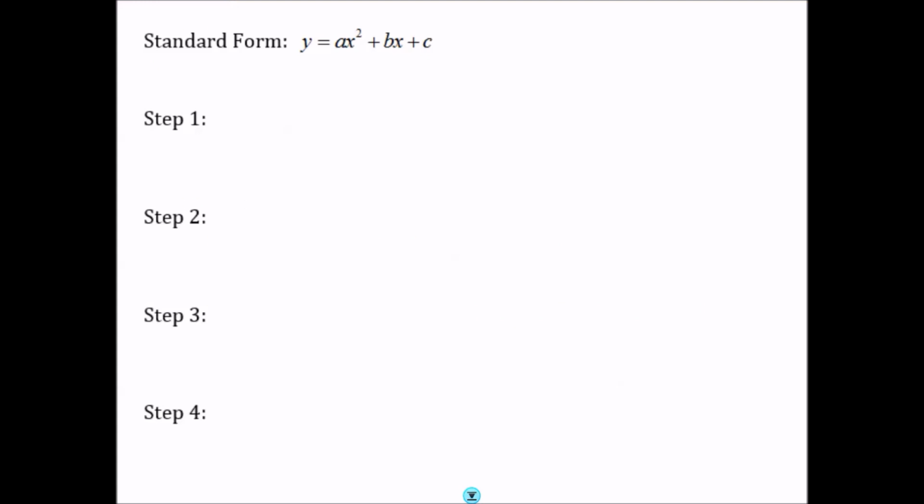First, you should know that when an equation is written in standard form, it will look like y equals ax squared plus bx plus c. Now the steps for graphing a quadratic that's written in standard form are quite different from the steps for vertex form. The first thing we need to do is find the axis of symmetry.